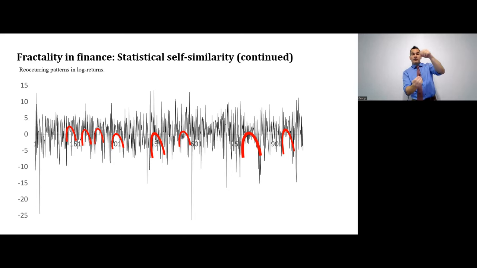So the return variation increases again, yeah? And we have more, the returns are more skewed to the negative ones, okay? So again, a financial economist would call this probably bull and bear market, okay? We call it here in our course statistical self-similarity. Yeah, it's a self-repeating pattern within the data series.